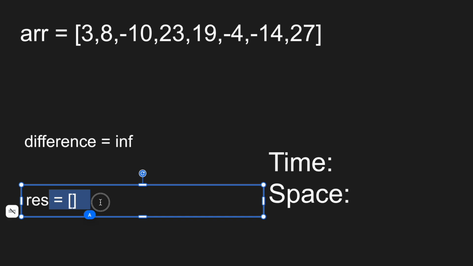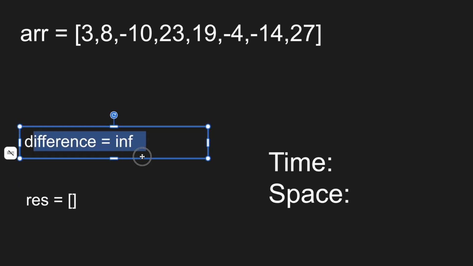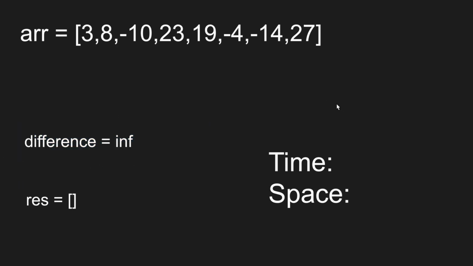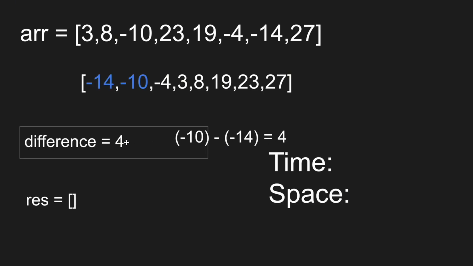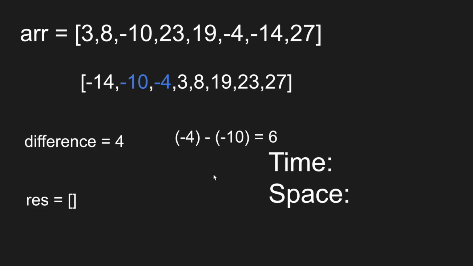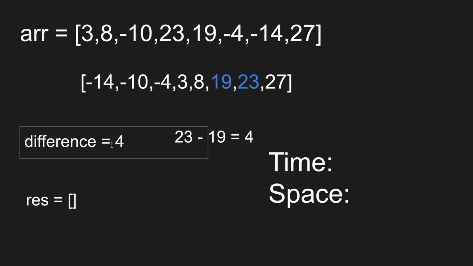So this will be the resulting array we return, and this will be the variable we use to keep track of the smallest difference. So first we will sort this array, and now we will look at each pair. This has a difference of 4, so we update the difference. Difference of 6, we don't need to update. Difference of 7, we don't need to update. Difference of 5, we don't need to update. Difference of 11, don't need to update. Difference of 4, which is equal to the difference, so we keep it. And also difference of 4, so we keep the minimum difference at 4.